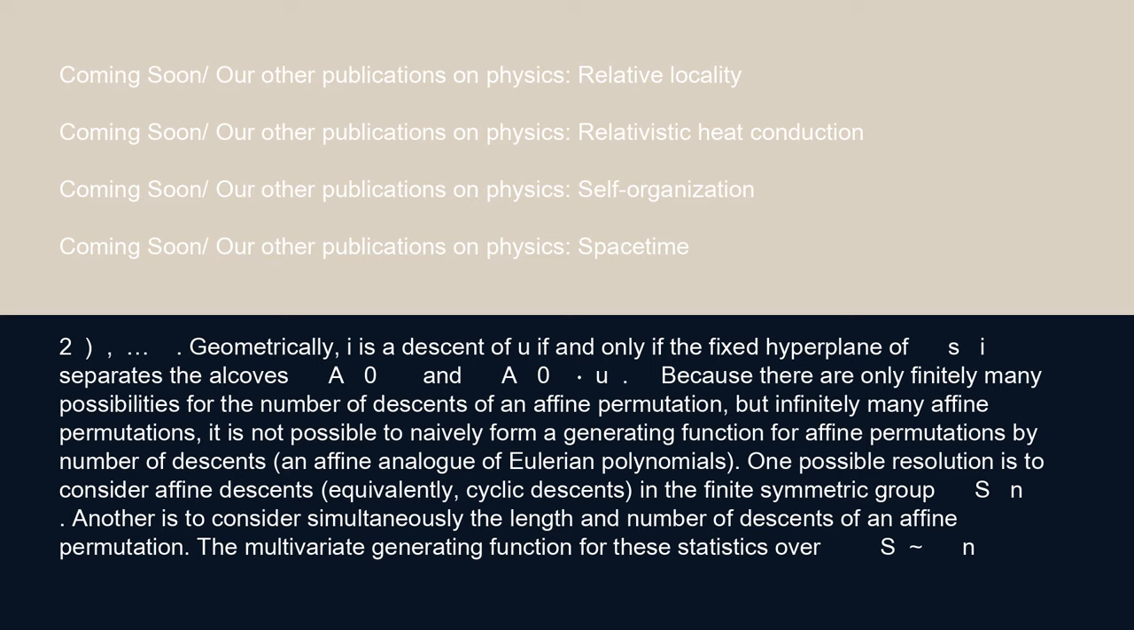Because there are only finitely many possibilities for the number of descents of an affine permutation, but infinitely many affine permutations, it is not possible to naively form a generating function for affine permutations by number of descents, an affine analog of Eulerian polynomials. One possible resolution is to consider affine descents, equivalently cyclic descents, in the finite symmetric group SN. Another is to consider simultaneously the length and number of descents of an affine permutation.